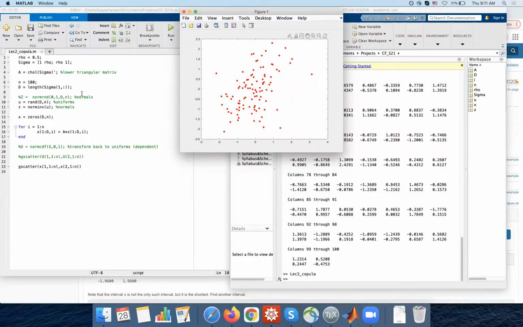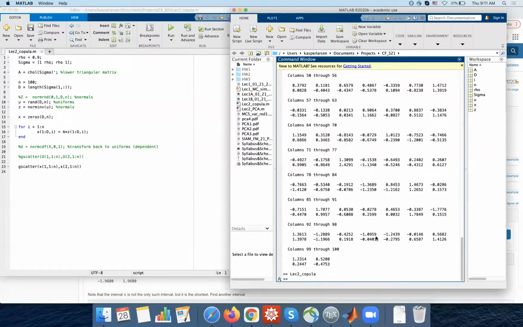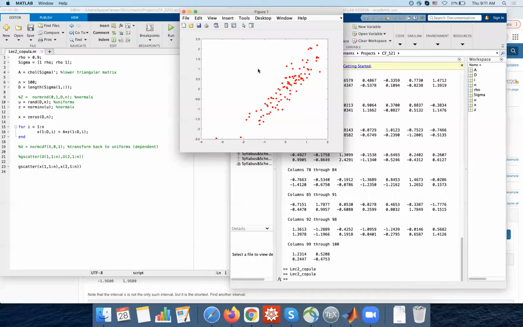There is some dependence between them, and of course, if I increase the dependence structure to be say 0.9, I'm going to see positive correlation. So they are centered around 0 and they are positively correlated. And of course, there are some outliers. Any questions on this?